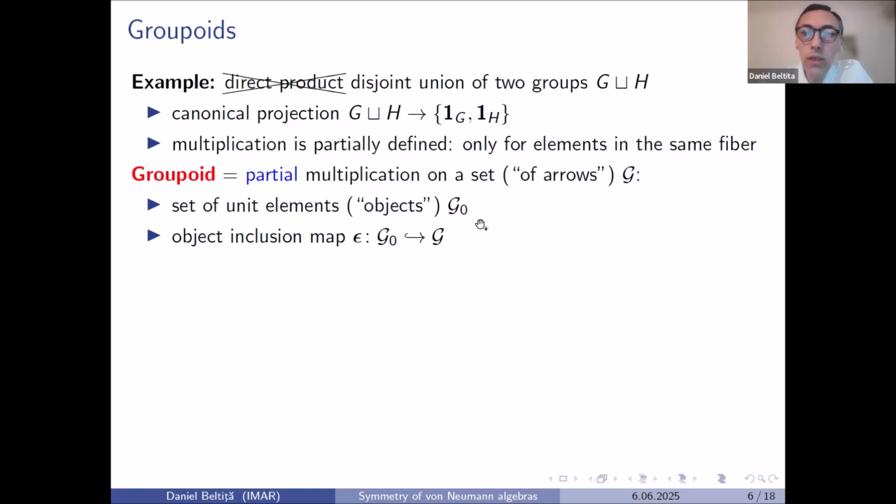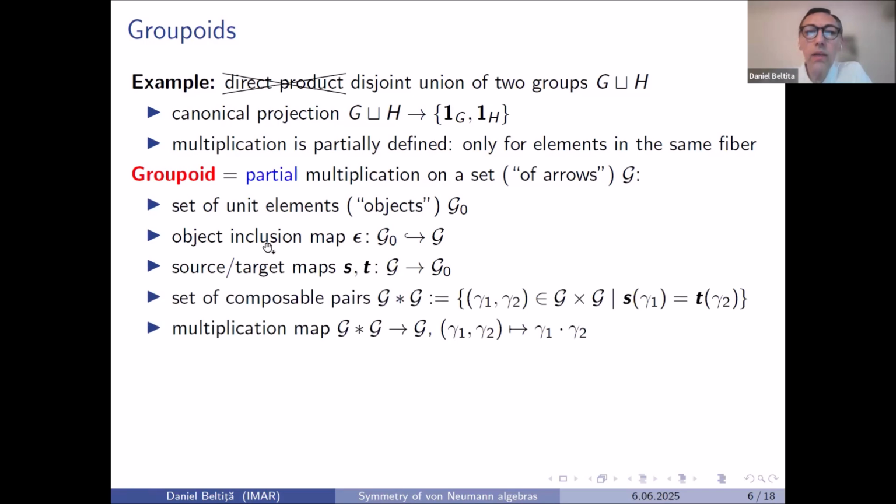So we have a set of unit elements. Each of these unit elements, of course, should be embedded into the big set, because also the unit elements belong to the groups. We have some maps, source and target, that tell us where the elements start and where they end. And because the multiplication, I said it was partial, we have to say what is the set of composable pairs. And the composable pairs are in some sense like functions, so they can be composed if and only if the source of one of them is the target of the other.